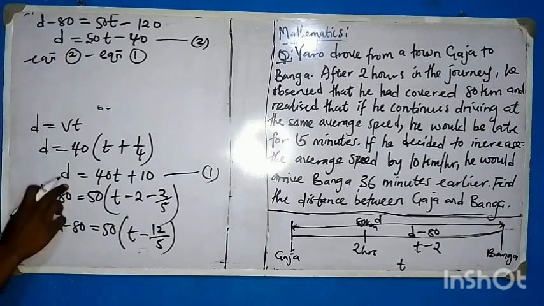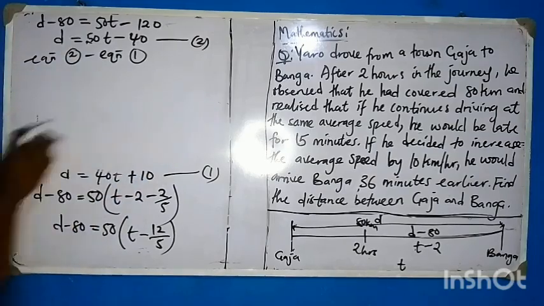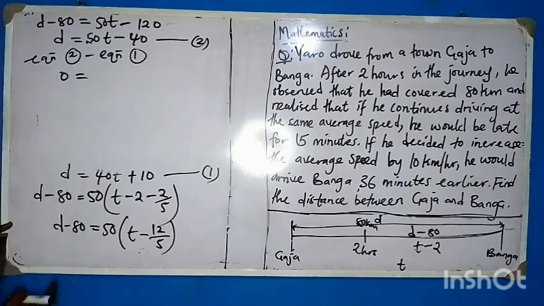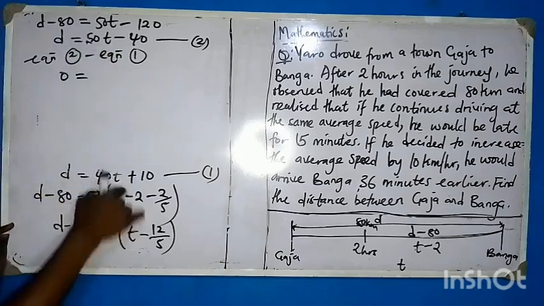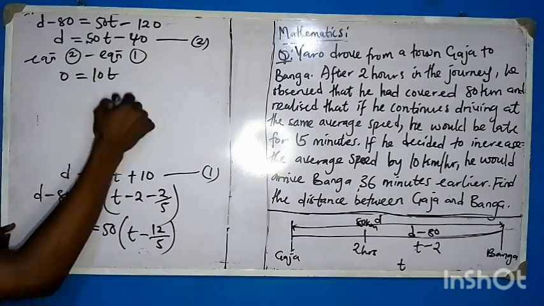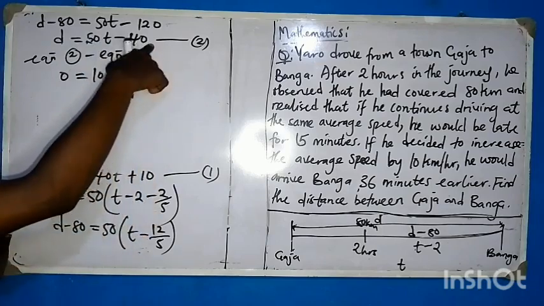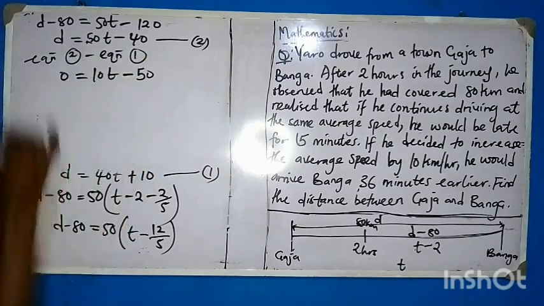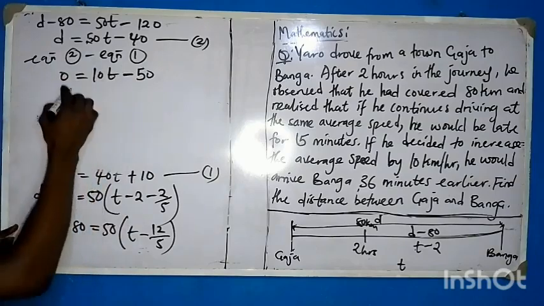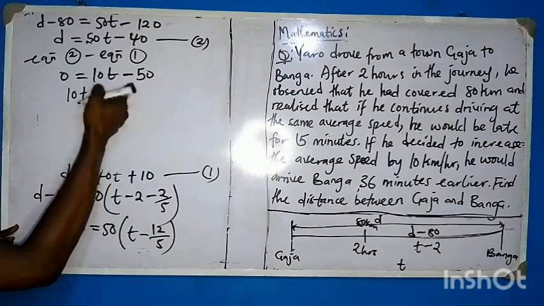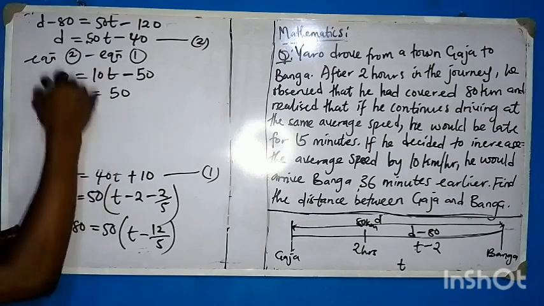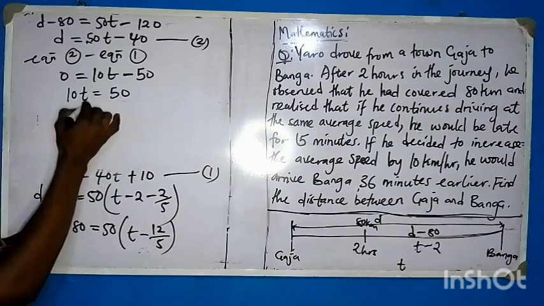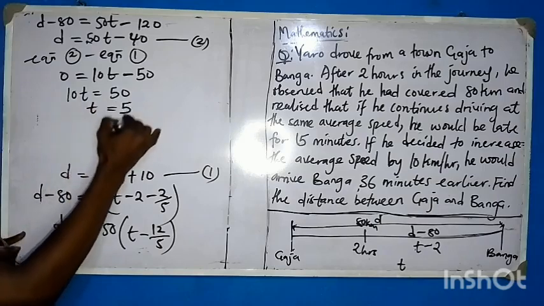So this d minus d will give us 0. 50t minus 40t will give us 10t. Minus 40 minus 10 will give us minus 50. Alright? So that means 10t is equal to, this goes here, becomes 50. If we divide both sides by 10, our t becomes 5 hours.